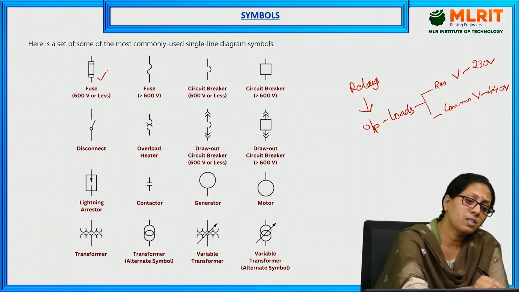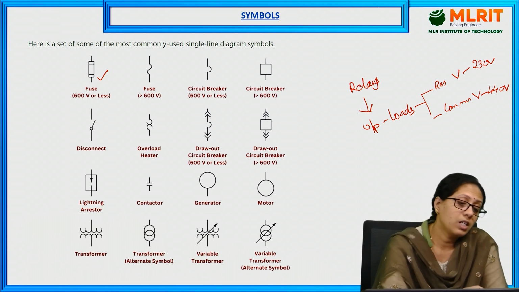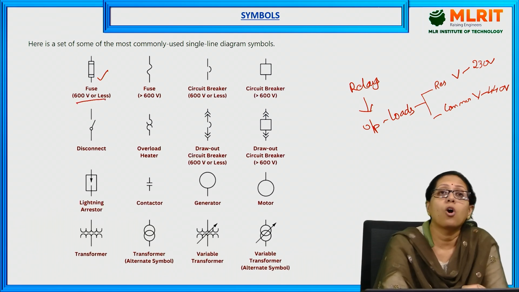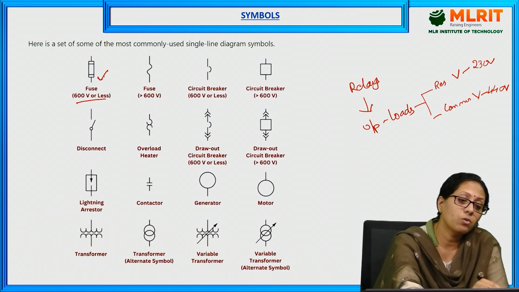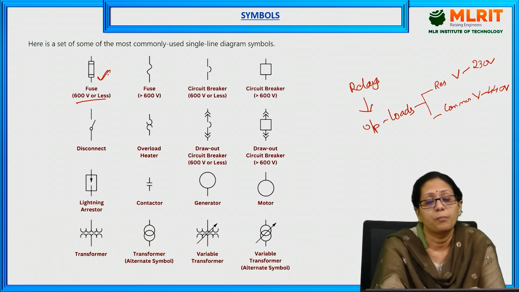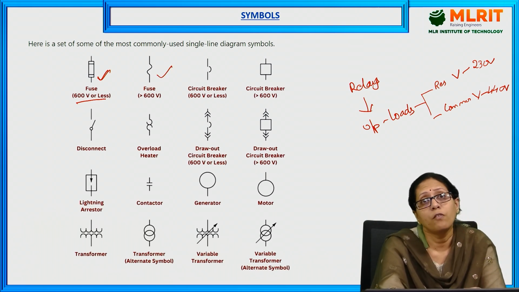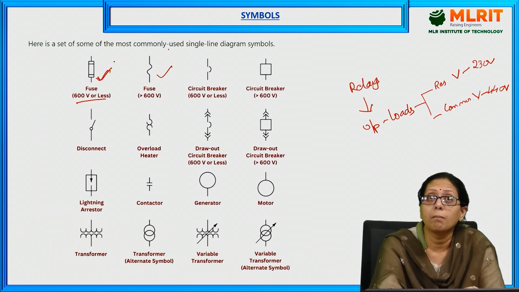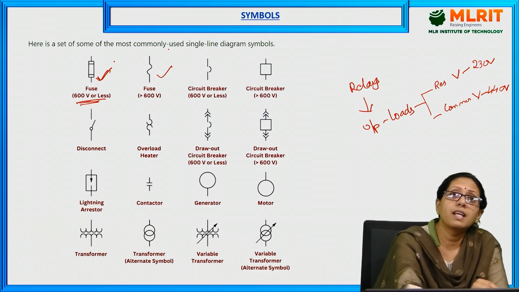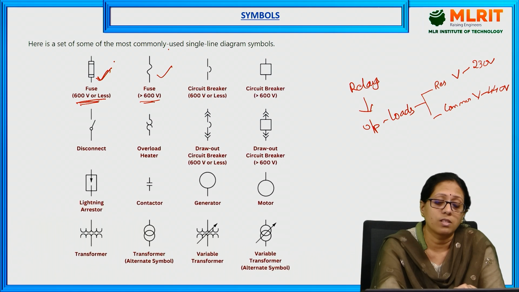In the first picture you can see the fuse. This fuse symbol is for 600 volts or less. The second one is also a symbol of a fuse, similar to the first one, but the first is for less than 600 volts and this one is for more than 600 volts.